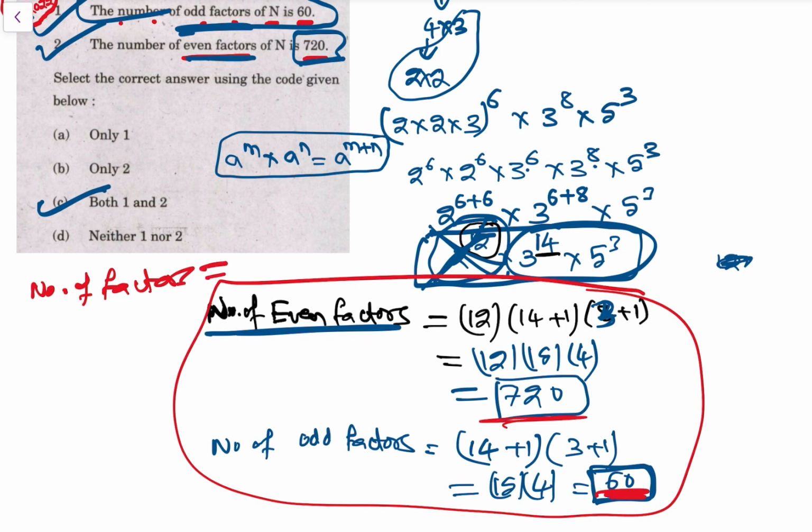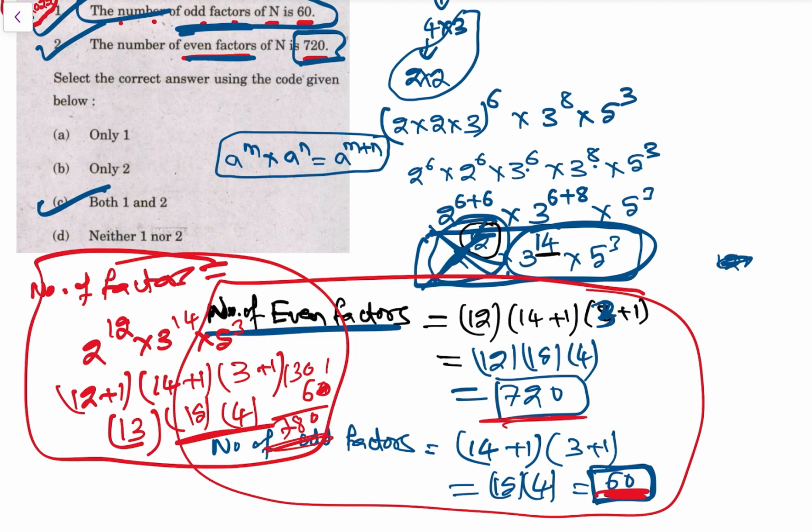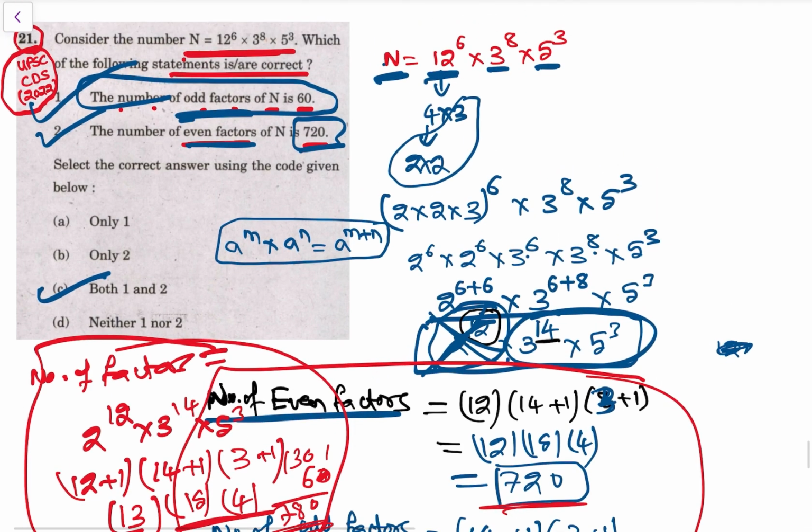If we just want to count, we can simply take the expression, which is 2 to the power 12 into 3 to the power 14 into 5 to the power 3. So that would be 12 plus 1 into 14 plus 1 into 3 plus 1, that is 13 into 15 into 4. 15 fours are 60, 60 into 13 is 780. So 780 would be the total number of factors. That's how we can calculate the number of factors.